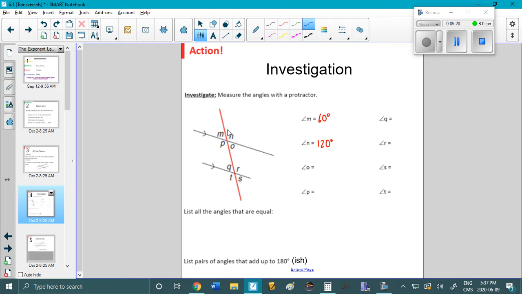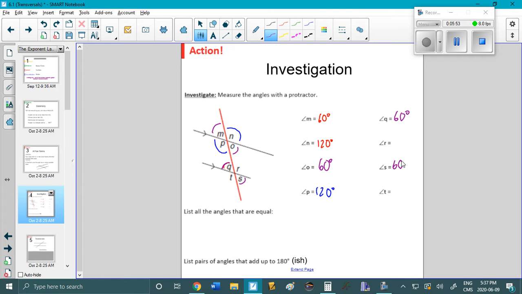Okay. So, if angle N is 120, you may have guessed that angle P is also 120 degrees. And if angle M is 60, you may have guessed that this is 60 degrees. And then let's go down to these ones. So you might not have guessed it. You might have guessed it. You might remember the Z pattern. But angle Q and angle O are the same. And I wanted to do that in purple. So angle Q is also 60 degrees. And then angle S is 60 because they're across from each other.